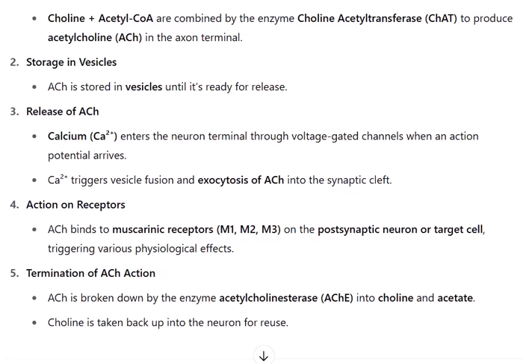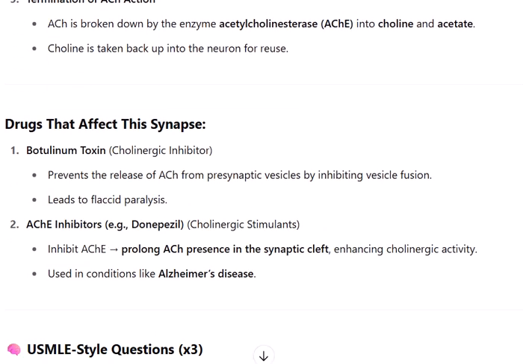5. Termination of ACh action. ACh is broken down by the enzyme acetylcholinesterase, AChE, into choline and acetate. Choline is taken back up into the neuron for reuse.